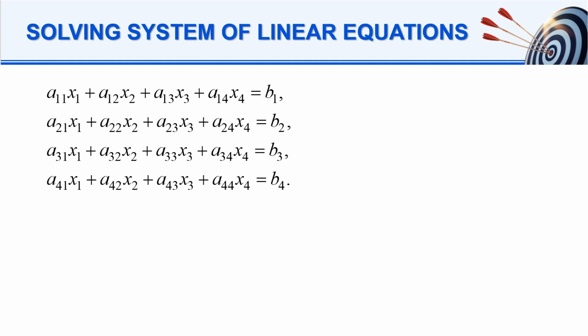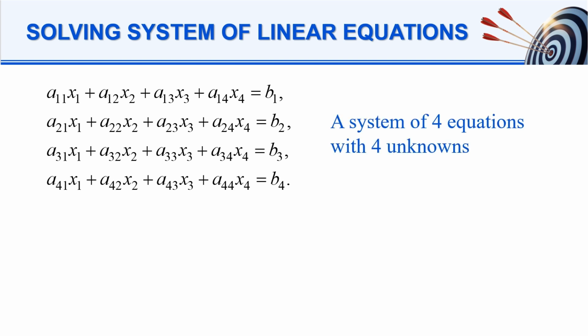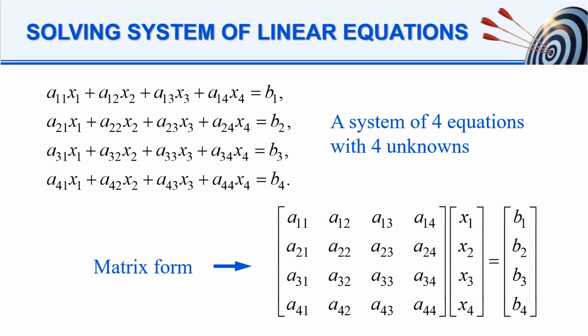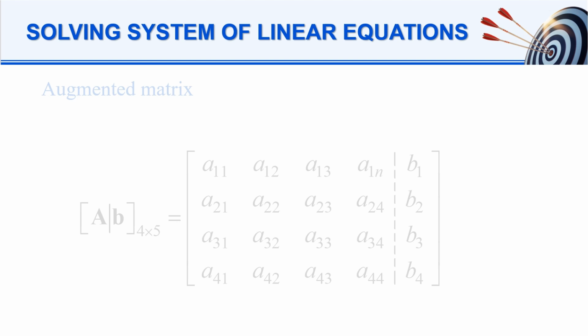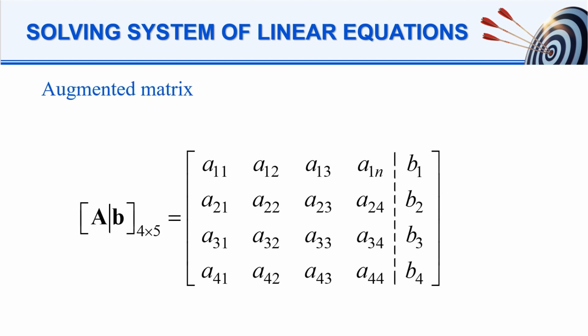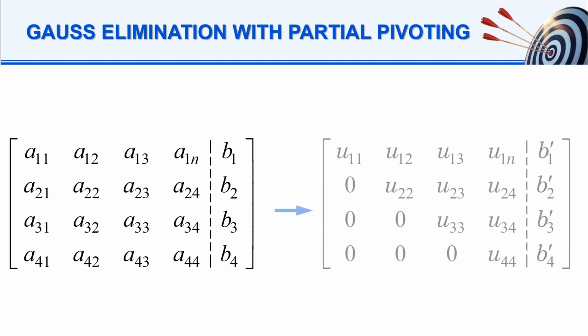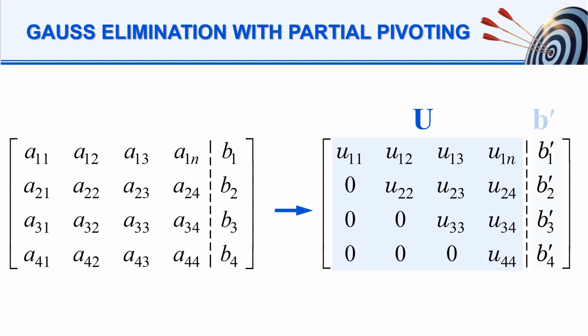Now let us consider a system of 4 equations and 4 unknowns. This system can be expressed in matrix form as follows. The augmented matrix is set up as follows, with the matrix A on the left and vector B on the right side. The augmented matrix is transformed to UX equals B prime, where U is an upper triangular matrix.